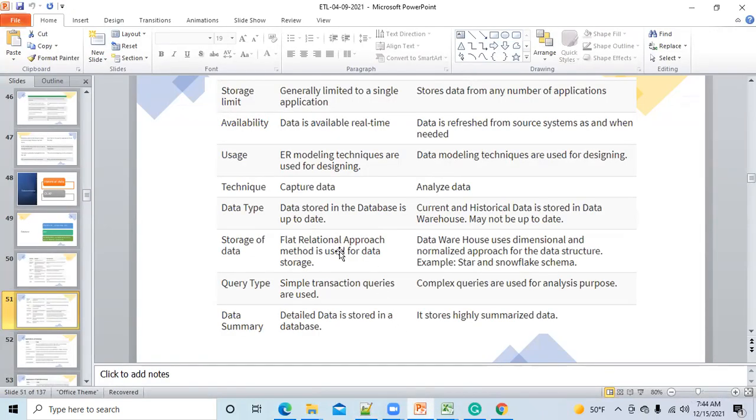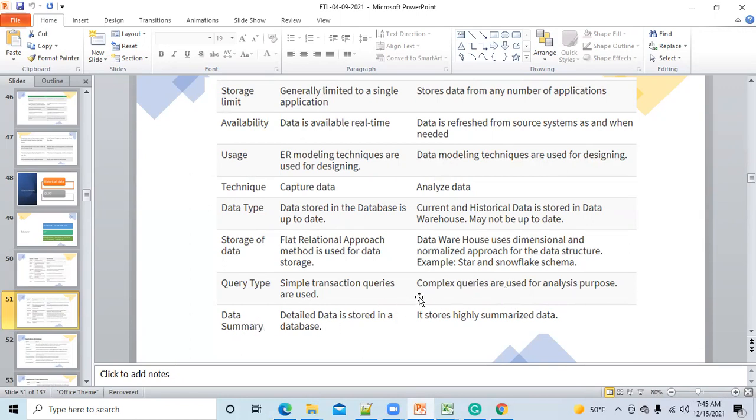Flat relational approach is used in databases, and the data warehouse uses dimensional, same thing. Star and snowflake schema, I will tell you in the coming slides. Simple transaction queries are used in databases, complex queries are used for analysis purposes. This depends actually. Simple transaction queries are used because if you want to fetch information like total profit or total cost yesterday, queries will be simple. But in a data warehouse sometimes you have to make complex queries because you want to see the trend, the increase or decrease in percentage and all those things. So queries can be complex here.